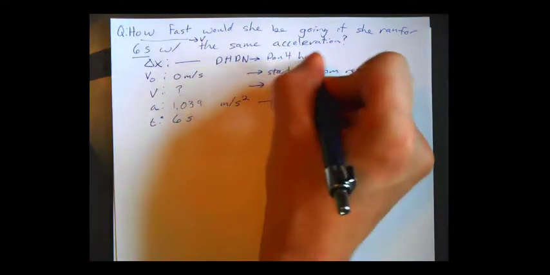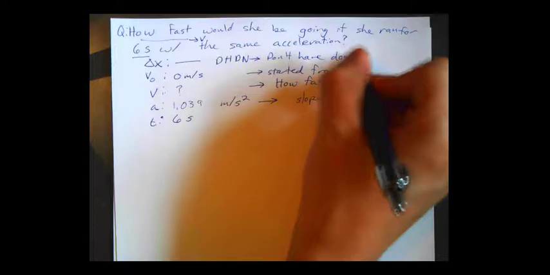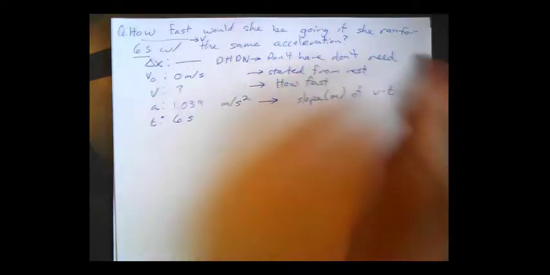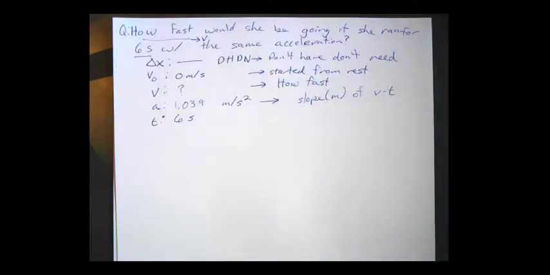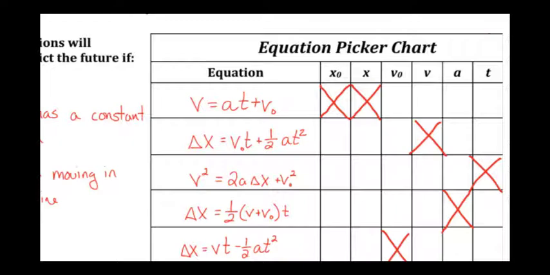Don't have, don't need. Because it helps us pick which equation is going to be the right equation to use. So let's go to our equation picker chart. We know that we don't have and we don't need our delta x, our x final minus x initial, our change in position. So this is the equation that we're going to use.